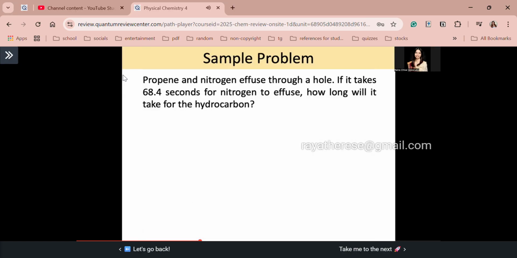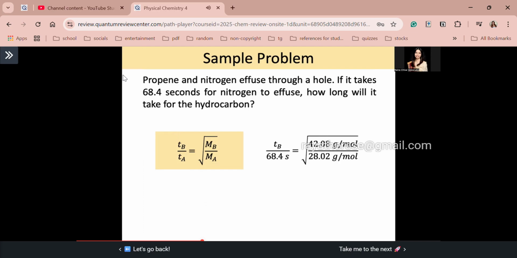So let's try to solve this first sample problem. Propene and nitrogen effuse through a hole. If it takes 68.4 seconds for nitrogen to effuse, how long will it take for the hydrocarbon to effuse? So the equation we will use is the time it takes for gas B to effuse divided by the time it takes for gas A to effuse, and this is equal to the square root of the molar mass of B divided by the molar mass of A. So guys, our TB is the time it takes for the hydrocarbon propene to effuse. And 68.4 seconds is the time it takes for nitrogen to effuse.